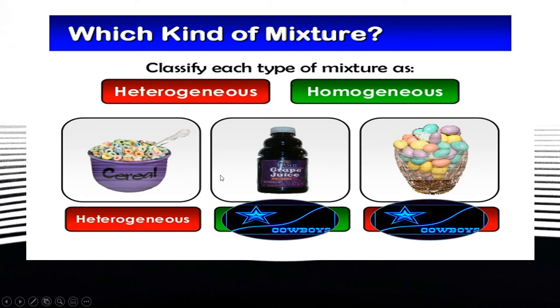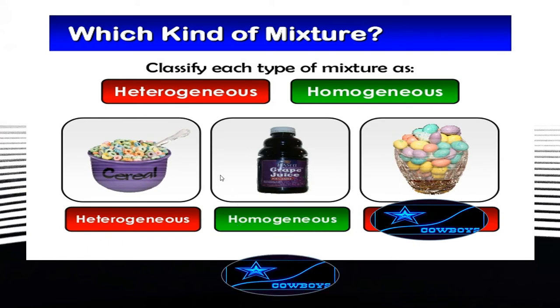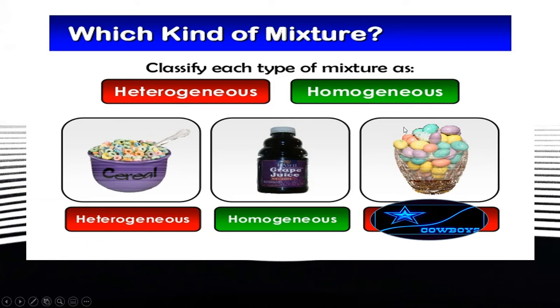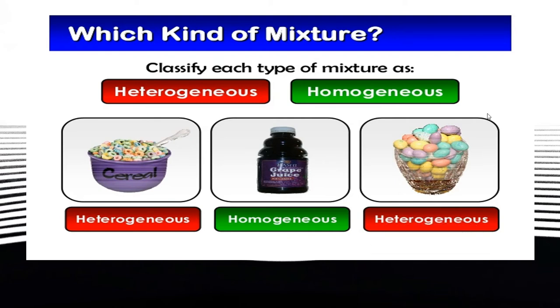Now let's try grape juice. Put your thinking caps on. Is that heterogeneous or is that homogeneous? If you said homogeneous, you would absolutely be correct. All of those atoms are the same in your grape juice. Now, our last one would be these Easter candy colored eggs. Would that be a heterogeneous mixture or a homogeneous mixture? Your answer is heterogeneous mixture.